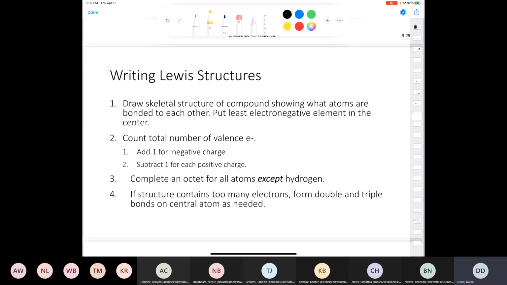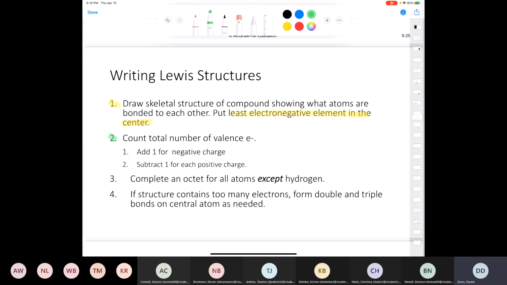So number one, let's go through these. It says, draw the skeletal structure of the compound, showing what atoms are bonded to each other. Okay, here's a good one. Put the least electronegative element at the center of the compound. Now, that's not going to be true all the time, but a lot of the time in Chemistry 111, that will be true. You know how I tallied up those valence electrons, like I was doing with you earlier on? I said, okay, H2O, I got 2 from each hydrogen. I've got 6 from the oxygen. That gives me 8. Well, that's what you're going to do next.